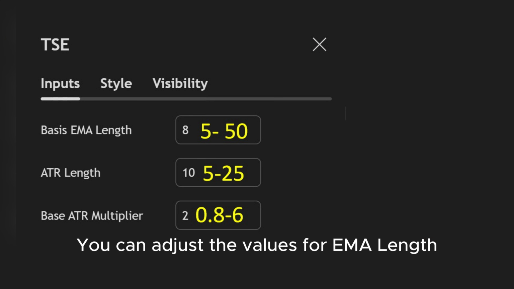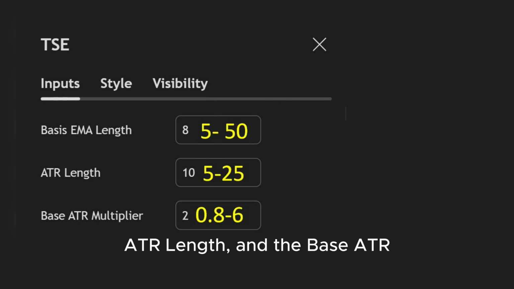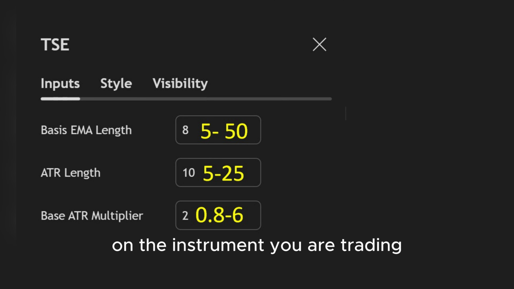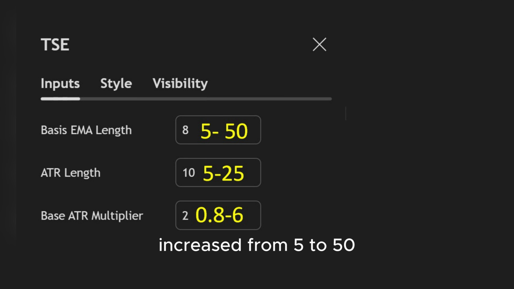You can adjust the values for EMA Length, ATR Length, and the Base ATR Multiplier, depending on the instrument you are trading. The base EMA value can be increased from 5 to 50. Lower values respond faster, while higher values display the trend more clearly and filtered.